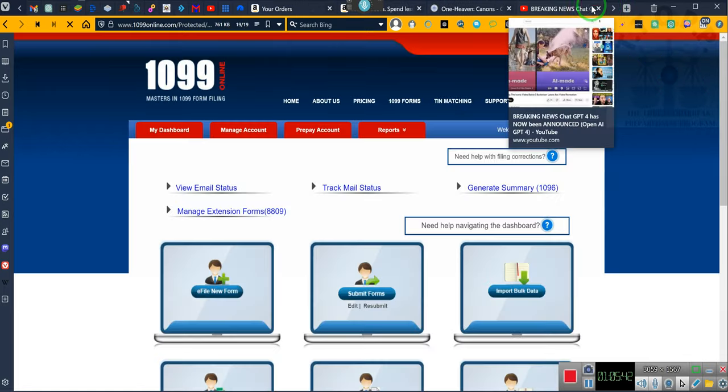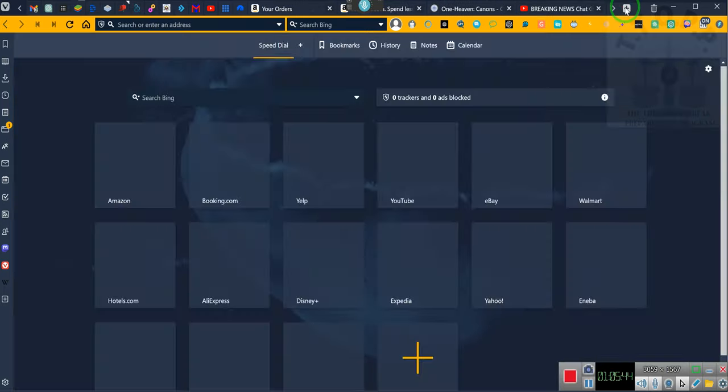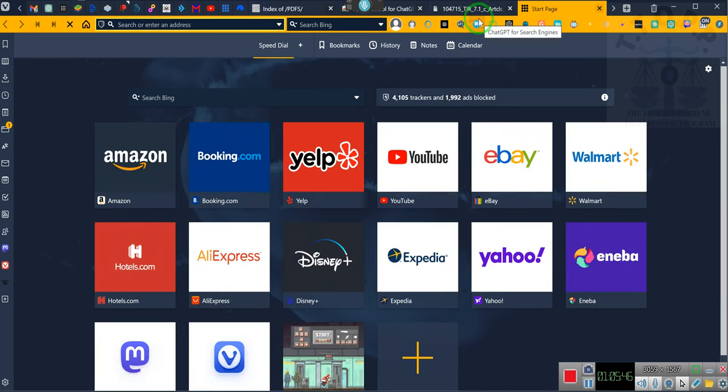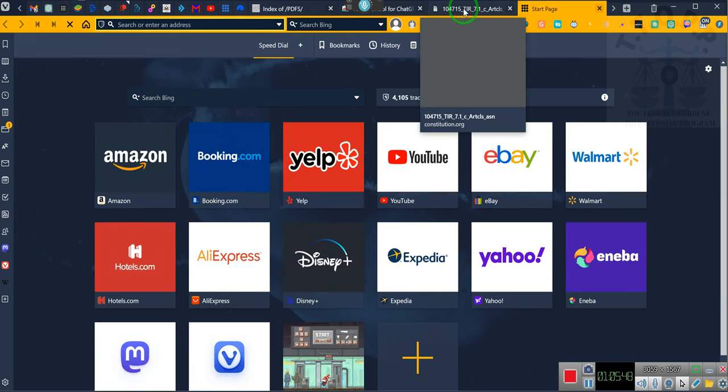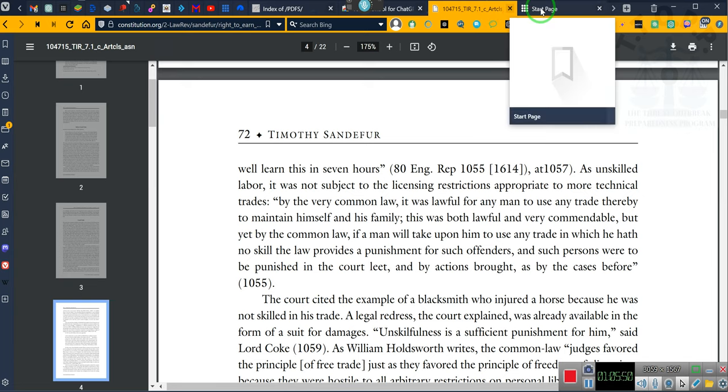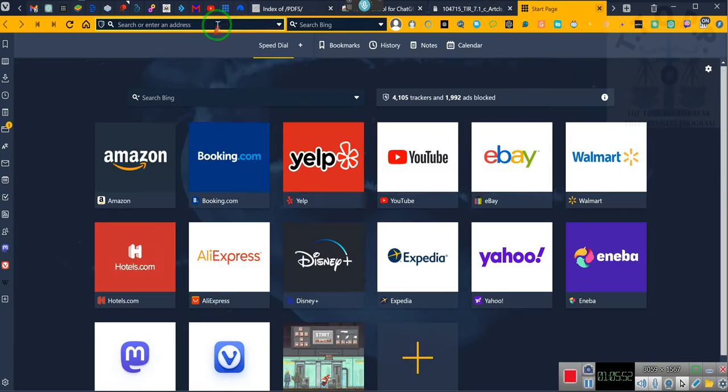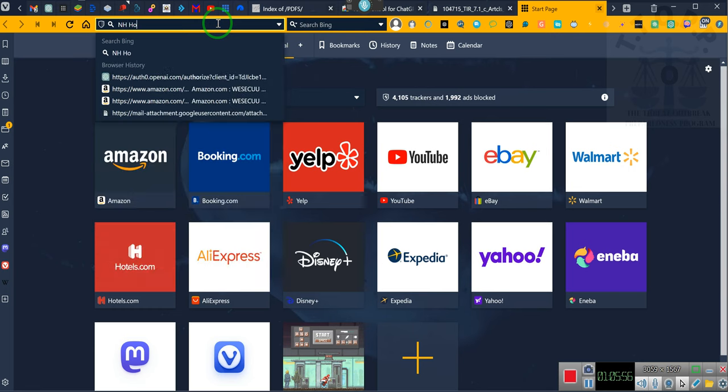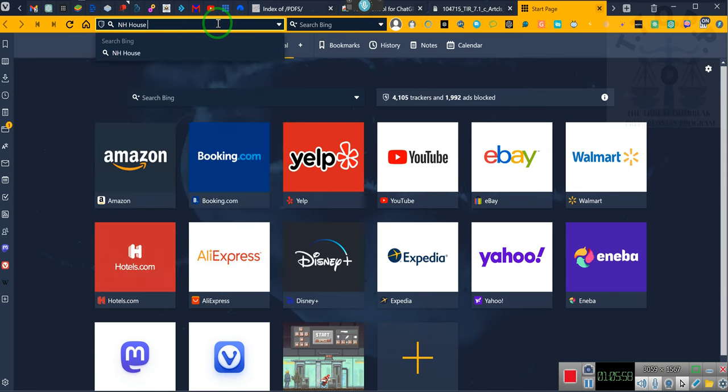Grimes case. This ain't it. I don't want that one. That's my account, but that's not what I want. Is it this one? Okay, I need that one. But we're going to go New Hampshire House Bill 1778.